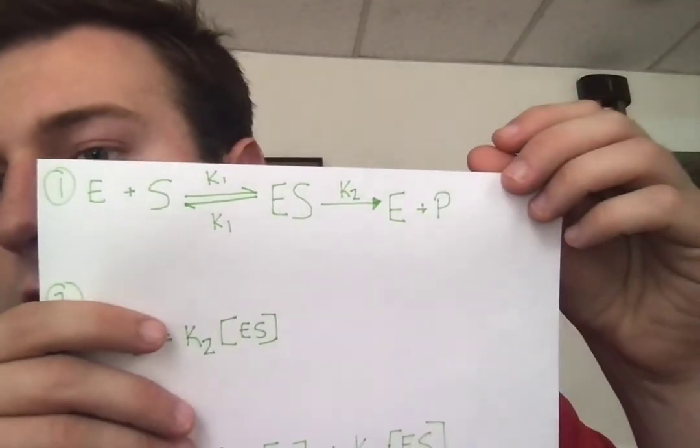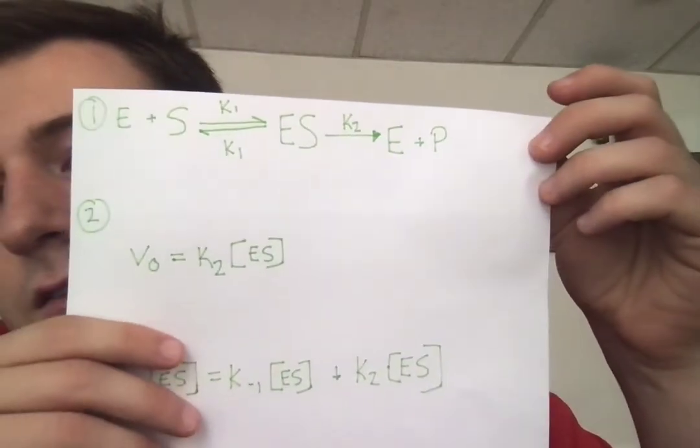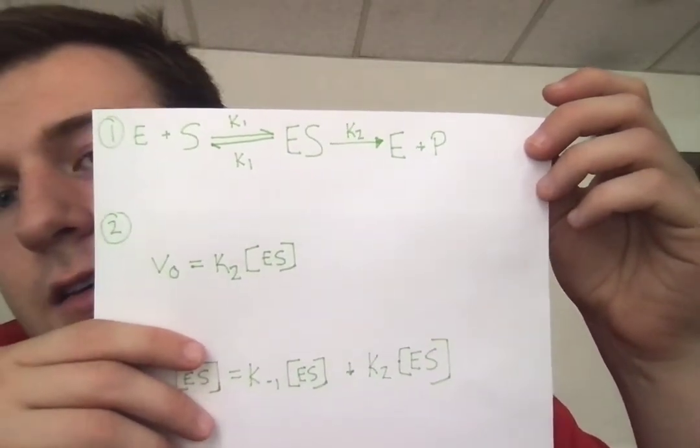All right, we're starting to near the end. So as we near the end of our derivation of the equation, we now will substitute the value of ES into the rate equation given in equation 2 that I will show you all right now. E plus S reversibly yields ES yields with K2 E plus P.